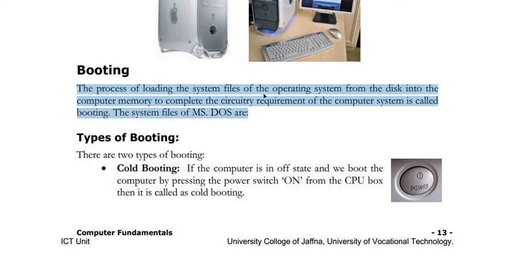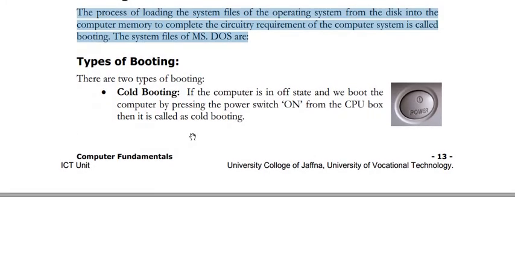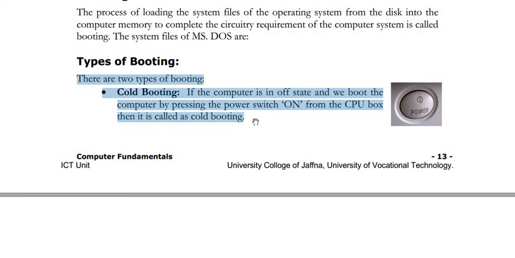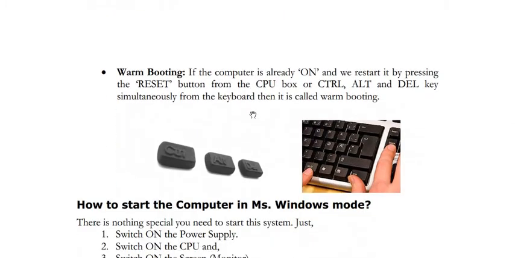Booting. The process of loading the system files of the operating system from the disk into the computer memory to complete the circuitry requirement of the computer system is called booting. The system files of MS-DOS are. Types of booting. There are two types of booting. Cold booting. If the computer is in off state and we boot the computer by pressing the power switch on the CPU box, then it is called cold booting.